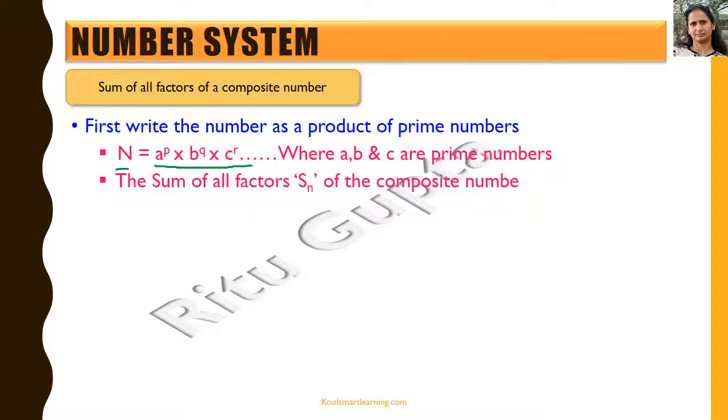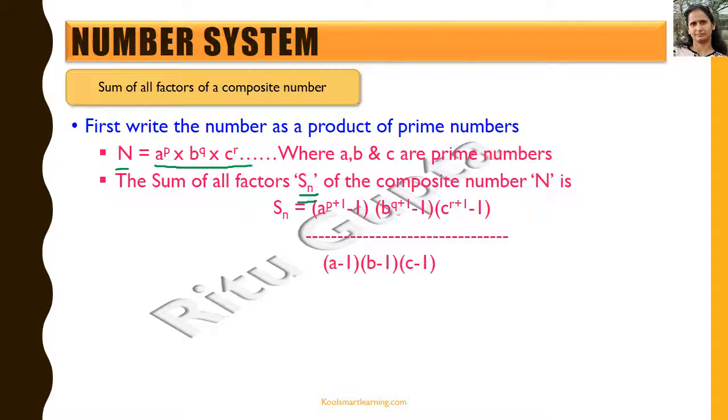Now in this case, the sum of all the factors, represented by S(N), of the composite number N is given by S(N) = (a^(p+1) - 1)(b^(q+1) - 1)(c^(r+1) - 1) whole divided by (a - 1)(b - 1)(c - 1).